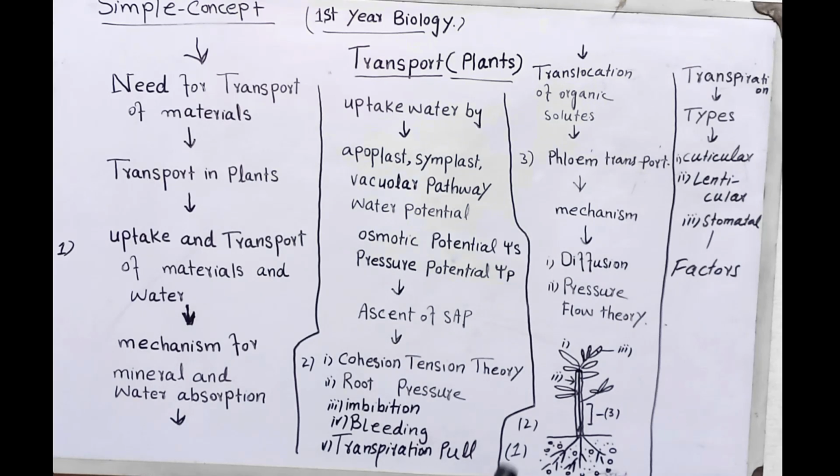For example, number one shows this is one. Number two shows this is two, the cohesion tension theory mechanism. And number three is the flow and transport of how water and minerals flow along the xylem or phloem tissues through the stem.